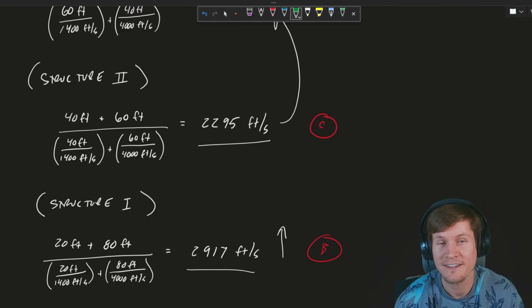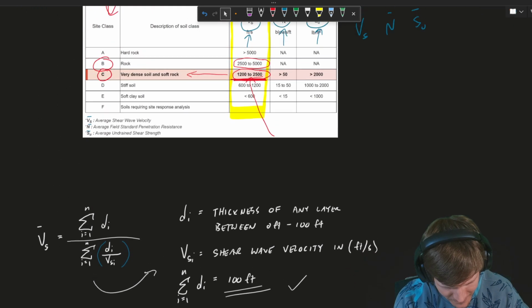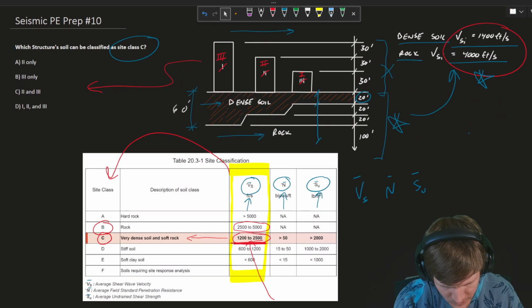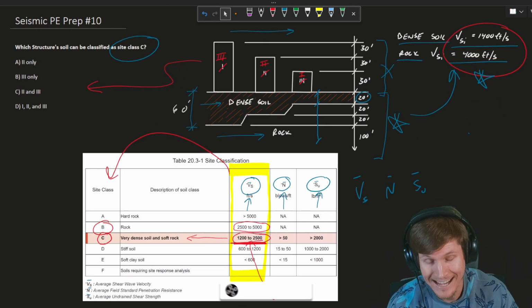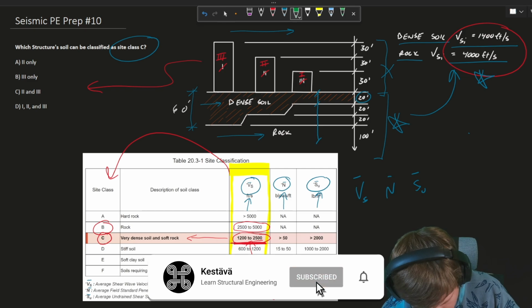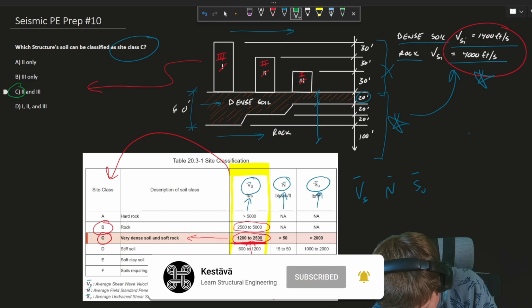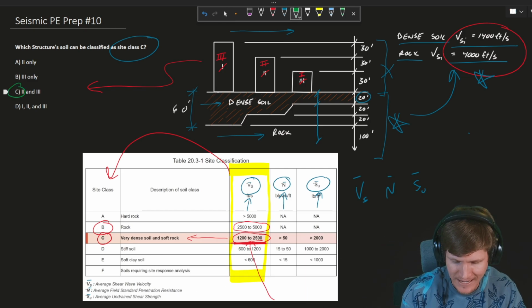But all right, that's enough calculations here today. Let's go check out our final answer. So we know buildings 3 and 2 have a site class of C, while building 1 has a site class of B. If we go green here, that means C is going to be our final answer here today.